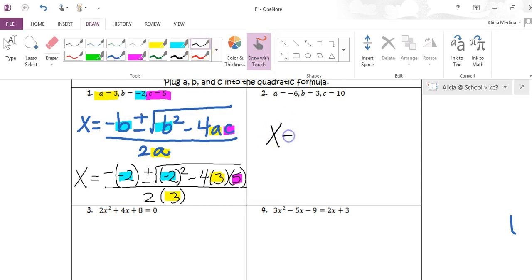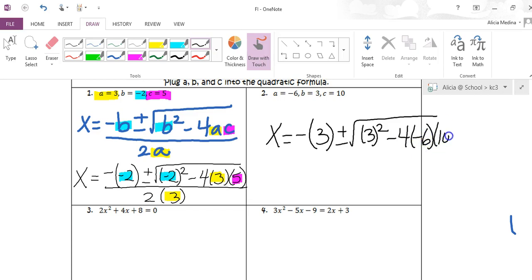So x is equal to opposite of b. B was 3, plus or minus square root of b squared. So I'm going to put 3 in parentheses and I'm going to square it, minus 4 times a, which is a -6, times c, which is 10. And again, all of that is under the square root, so make sure that everything is underneath that square root sign, all over 2 times a.